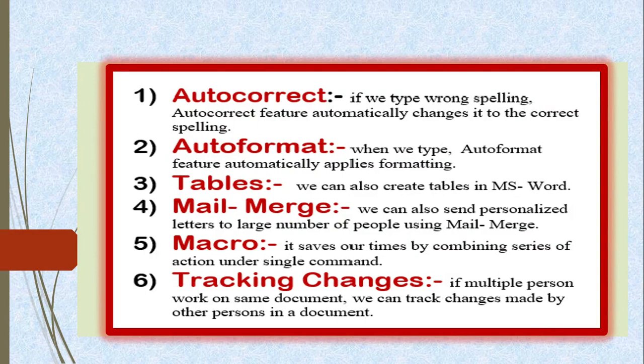First one is autocorrect. If we type wrong spelling, the autocorrect feature automatically changes it to the correct spelling. This feature in MS Word is used to correct spelling mistakes. So by mistake if we type the wrong spelling, then this feature of MS Word will automatically change the wrong spellings to correct spellings.